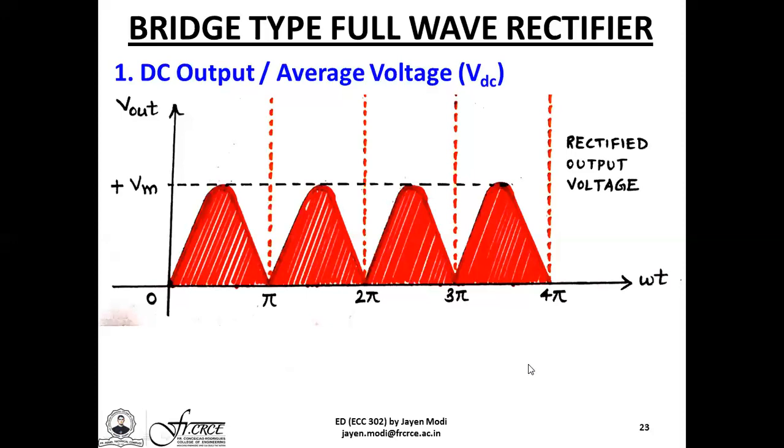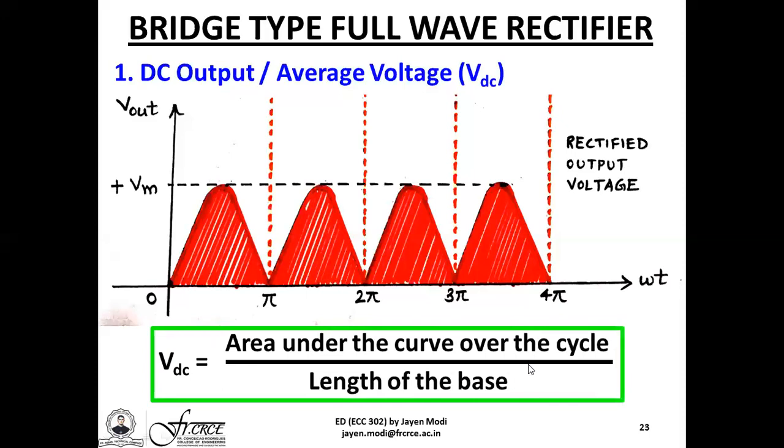The standard mathematical formula or equation to obtain the DC output or the average voltage is given by VDC is equal to area under the curve over the cycle divided by the length of the base. If you look at this expression carefully, area under the curve denotes the integration operation. The curve is nothing but the waveform of Vm sine omega t or Vm sine theta over the cycle. The cycle is from 0 to pi, and the length of the base is also between 0 to pi. So the length of the base is pi minus 0, which is nothing but pi.